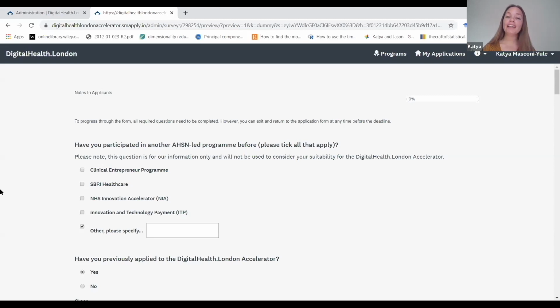When you follow the link from the DigitalHealth.London website to apply for the next cohort, you'll be taken to the application platform SurveyMonkey Apply. This platform has 5 sections with a number of questions for you to fill out. It's important to note that you are able to save and come back to this application at any time. We recommend that you draft your questions and your answers and share these with colleagues to get input to ensure that your answers are both clear, concise, and free from any typos.